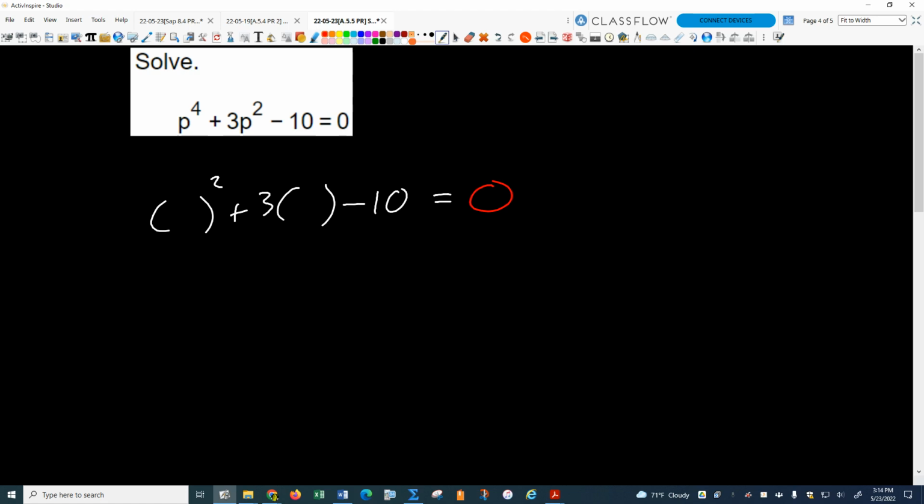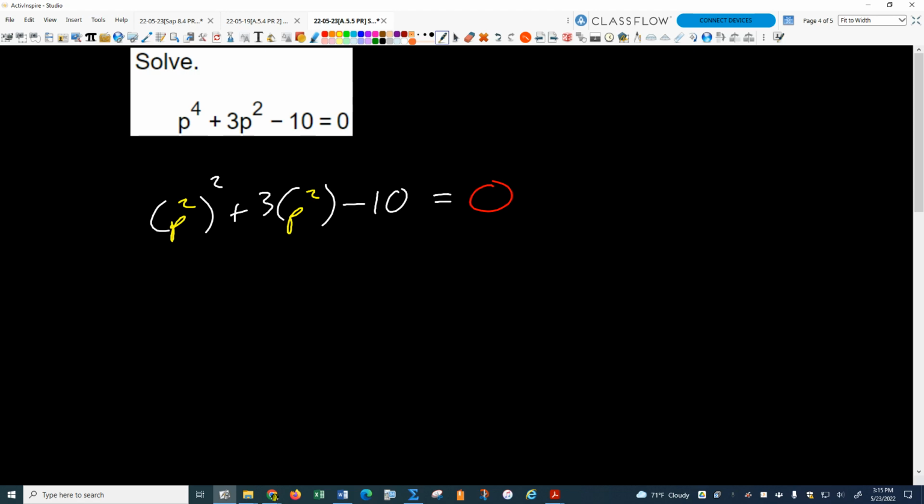Think about it like, I need something squared to turn into p to the fourth. p squared, yeah, there you go, right? So I could make this quadratic in pieces of p squared. Now that looks quadratic, doesn't it? It looks like something squared plus 3 times something minus 10. That looks like a Unit 4 problem, right? Are there magic numbers so we could factor that trinomial, that multiply to negative 10 and add to 3? 5 and negative 2, right?